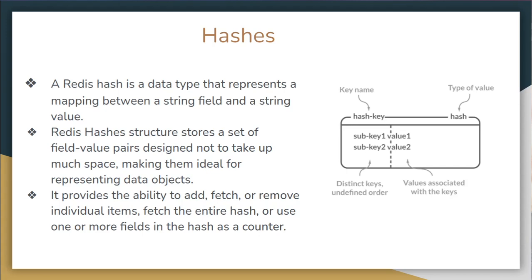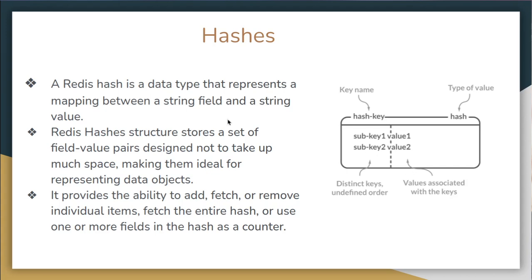Here we are going to represent the mapping between string fields and string values. Redis just stores a set of field key value pairs, designed not to take up much space, making them ideal for representing data objects. You can do add, remove, and fetch operations for individual items in that key value. What we are storing are actually sub keys.